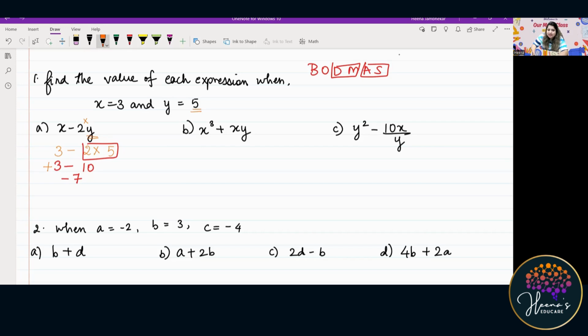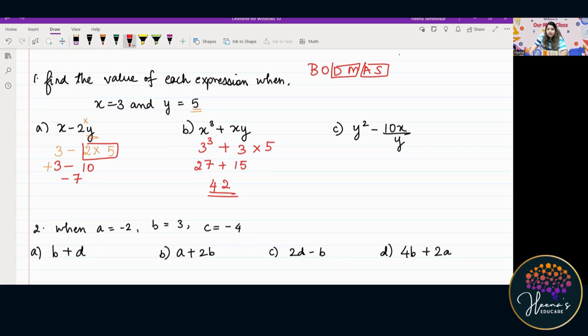It is x cube plus xy. What is the value of x here? It is 3. So it's going to be 3 cube plus x into y, or x multiplied by y. So x is 3 into y, which is 5. Again, BODMAS, D or M, whichever comes first. In this case, we have multiplication. So I will write 3 cube plus 15. 3 cube is nothing but 27. So 27 plus 15, 42 is your answer. Let's go for the next one.